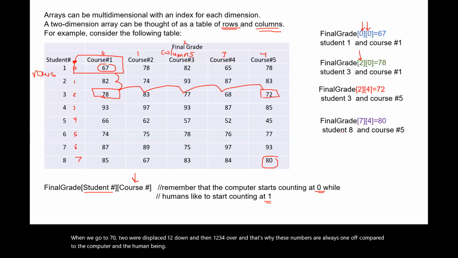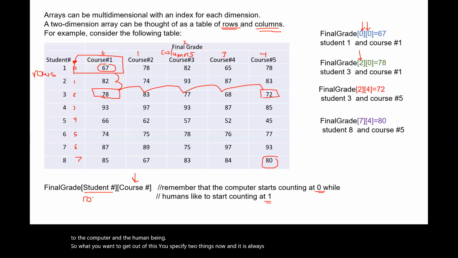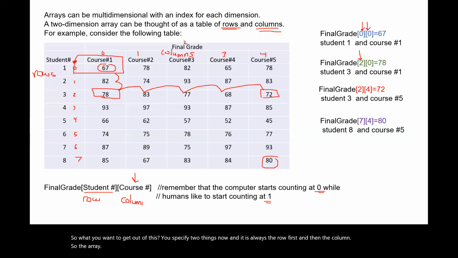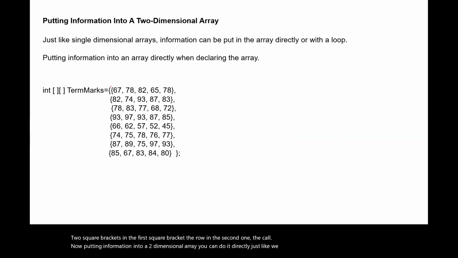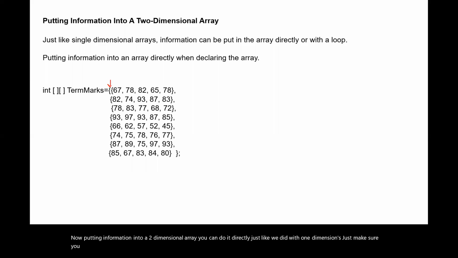So what you want to get out of this, you specify 2 things now, and it is always the row first and then the column. So the array, 2 square brackets, in the first square bracket the row, and the second one the column. Now, putting information into a 2-dimensional array, you can do it directly, just like we did with 1 dimension. Just make sure you start your 2-dimensional array and end your 2-dimensional array, and then each row is contained in a collection of brackets. I like to line them up just so I can see where things are, but the computer doesn't actually care.